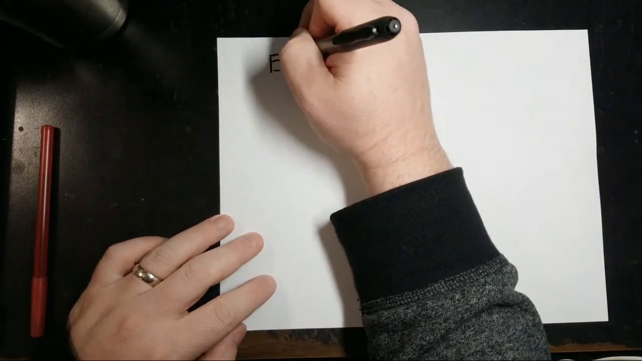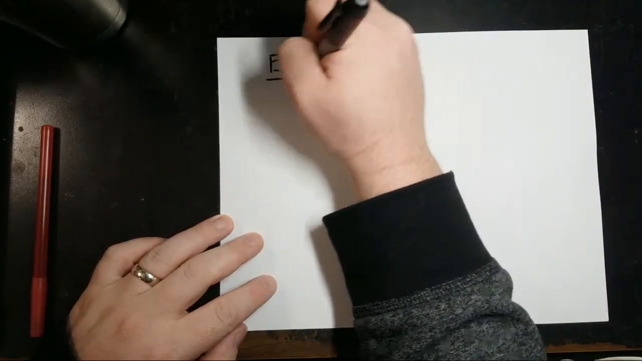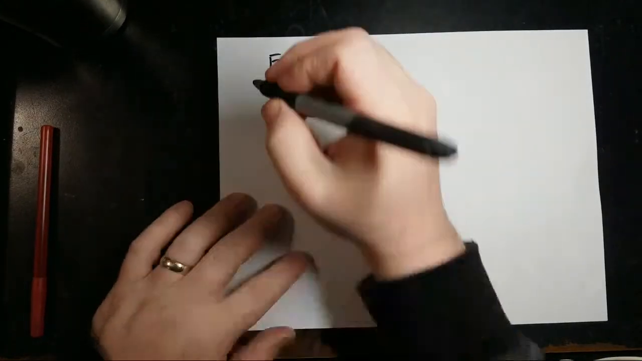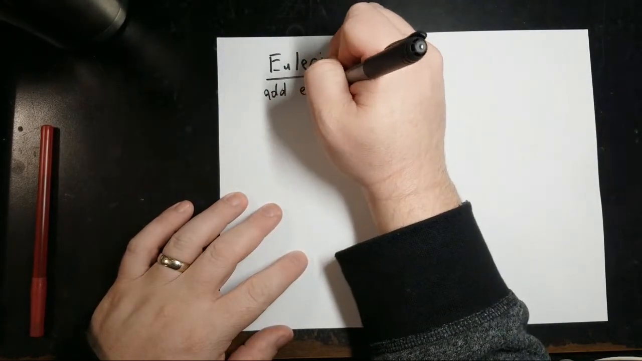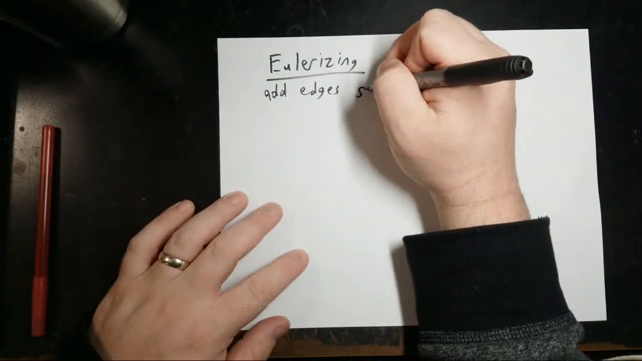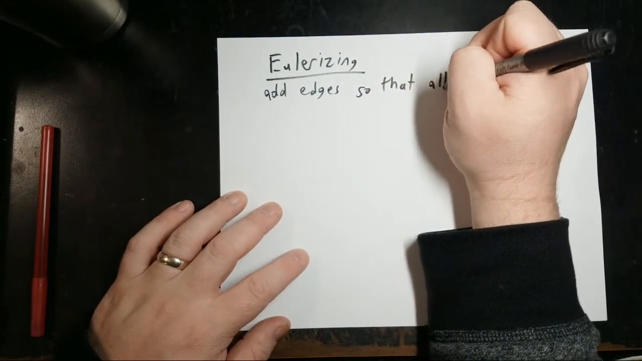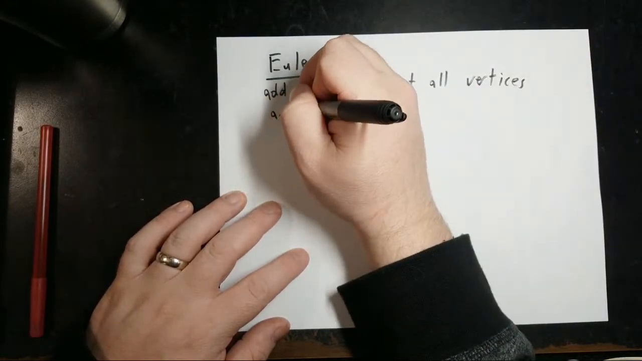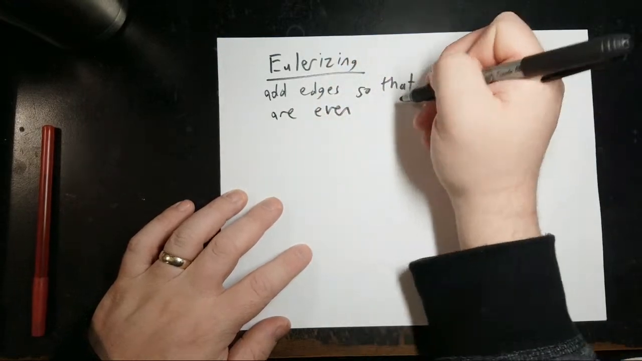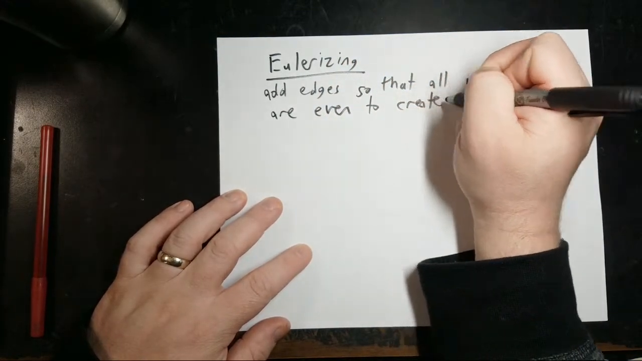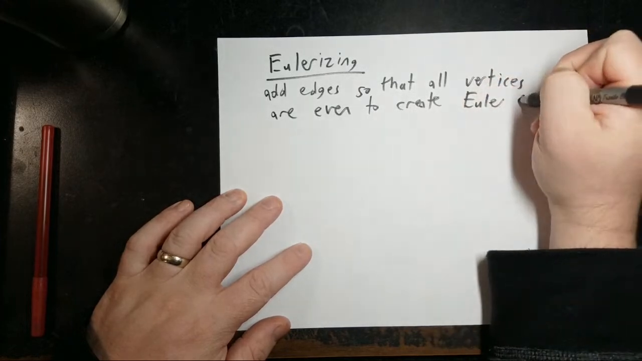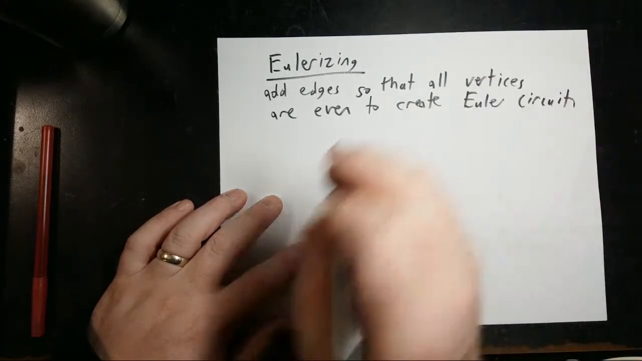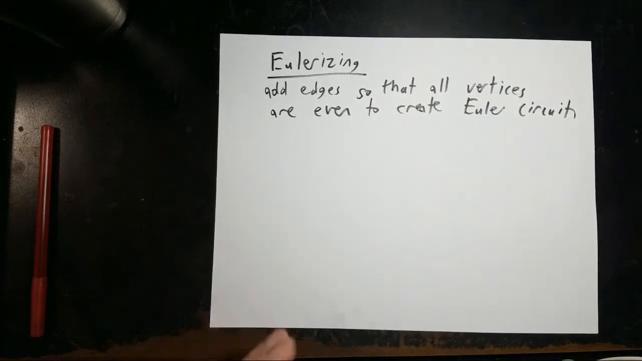It's called Eulerizing. Basically, you add edges so that all vertices are even to create an Euler circuit. Basically, you just add edges until you get all even vertices, and you got it.